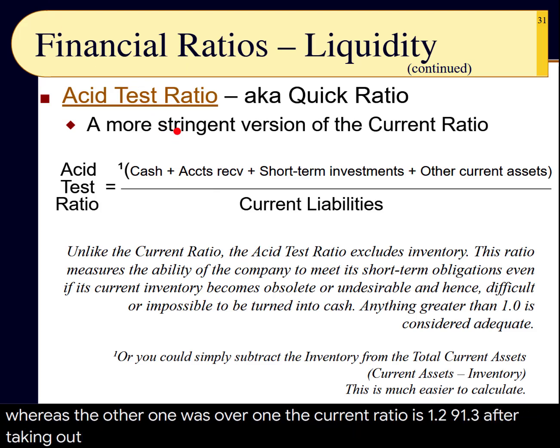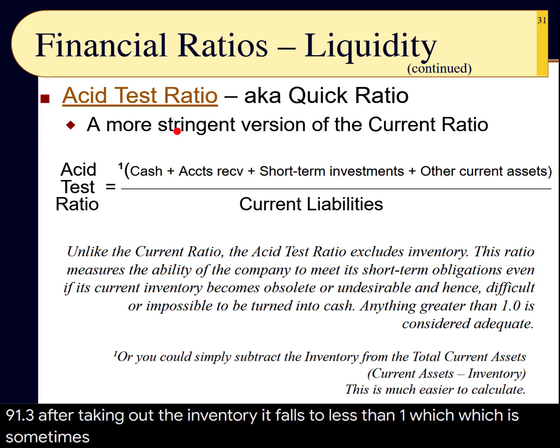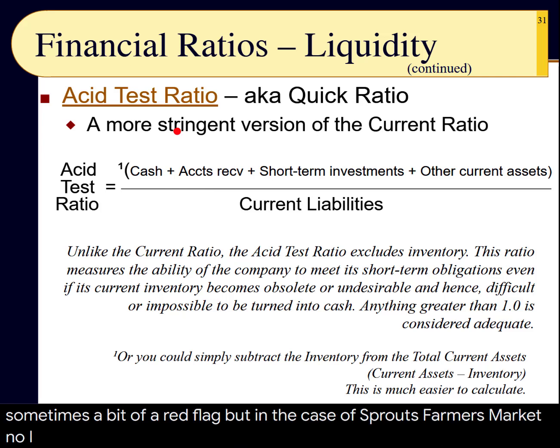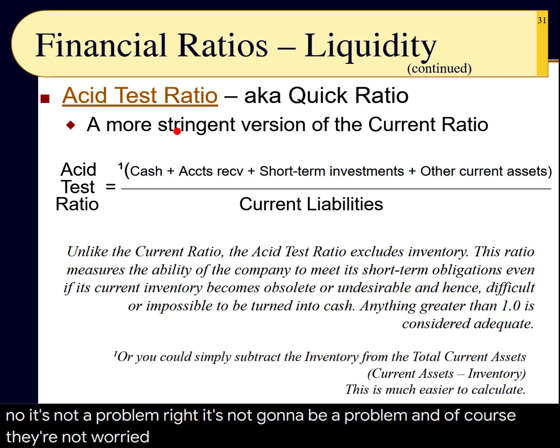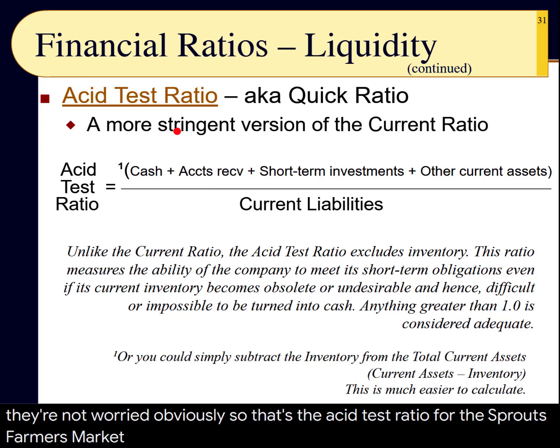After taking out the inventory, it falls to less than 1, which is sometimes a bit of a red flag, but in the case of Sprouts Farmers Market, no, it's not a problem, right? It's not going to be a problem. And of course, they're not worried, obviously. So that's the acid test ratio for the Sprouts Farmers Market. Now, if it were a computer company, we'd be a little worried.